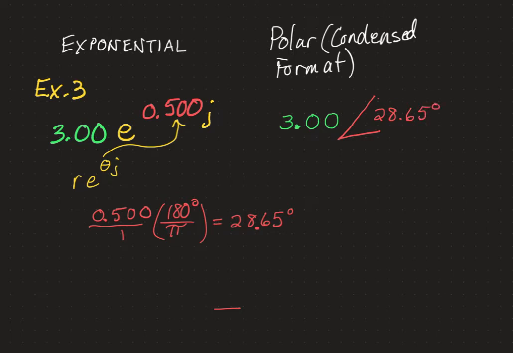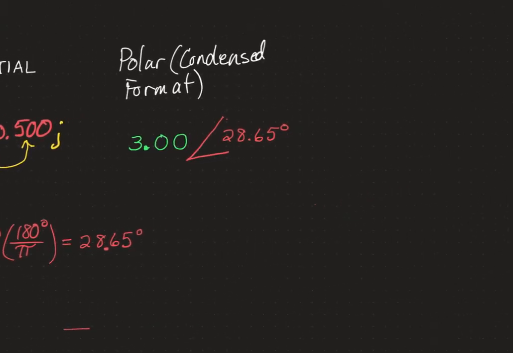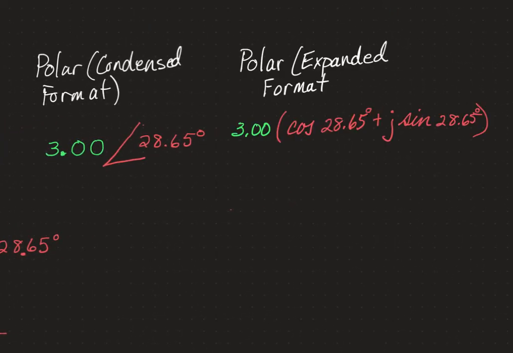Now, to get from here to the rectangular format takes a little bit more doing. And there it is in the polar expanded format. And in case you're not seeing it with the color coding, remember that this is where we start when we have polar condensed format and want to get to the polar expanded format. And then this is where we wind up.